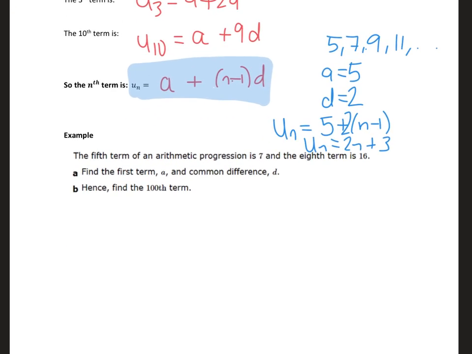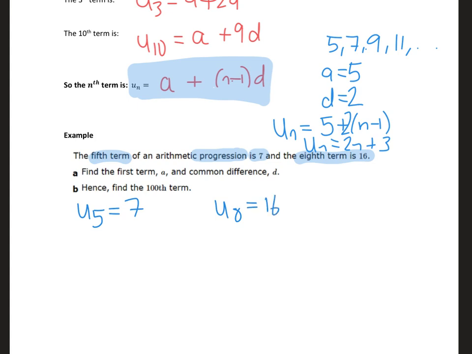Here's an example. The 5th term of an arithmetic progression, which is just another word for sequence, is 7, and the 8th term is 16. So just from that sentence, I can write down 2 key facts. I can write the 5th term, so U5 is 7, and U8 is 16.